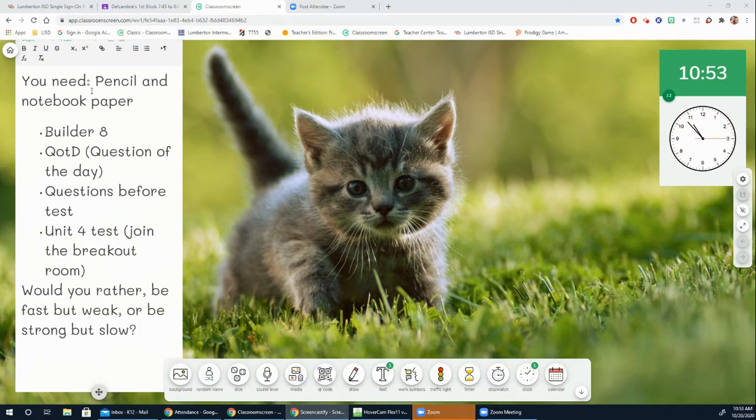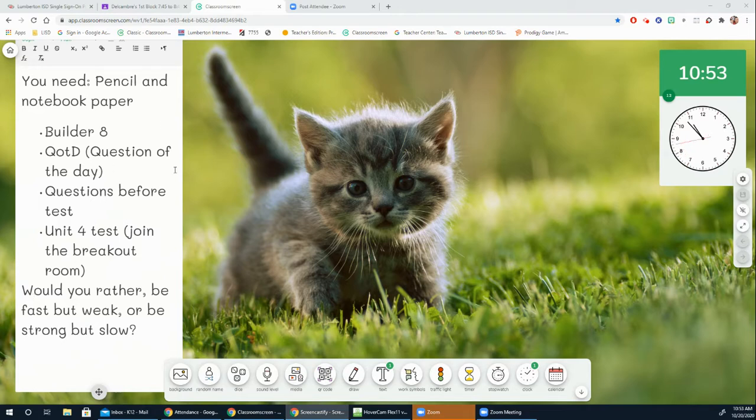So if you're online, you'll need your pencil and notebook paper because we have our test today. We're going to go over a couple questions on Builder 8. We're going to have a question of the day. Then we're going to show you where the Unit 4 test is. Make sure you go into Eduforia online testing. And then the question for the class: would you rather be fast but weak or be strong but slow?